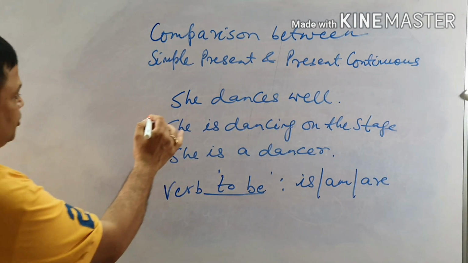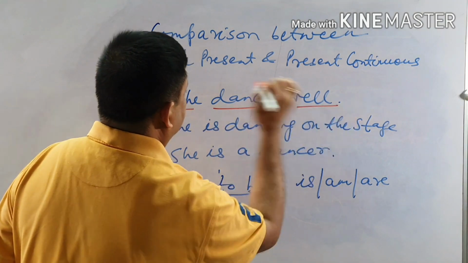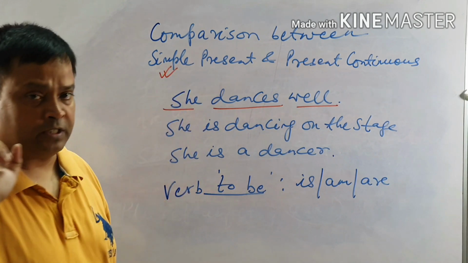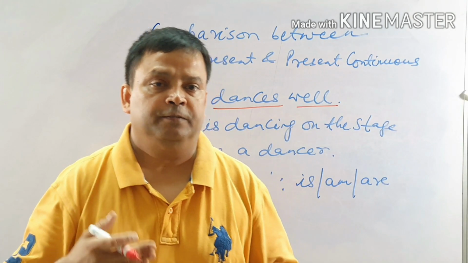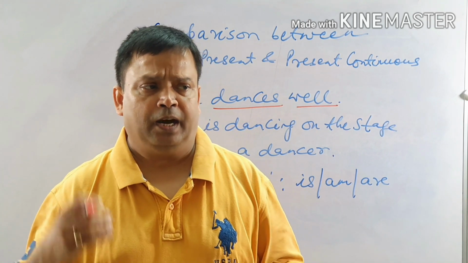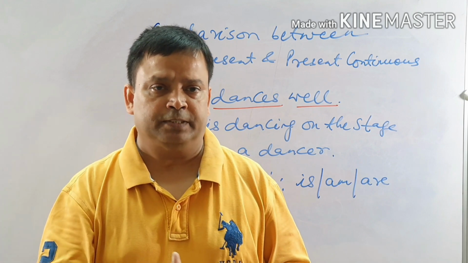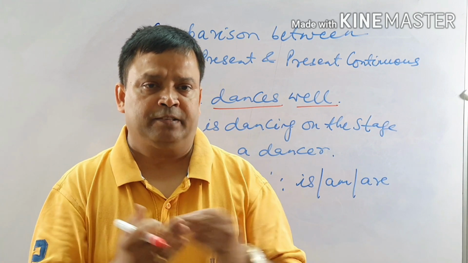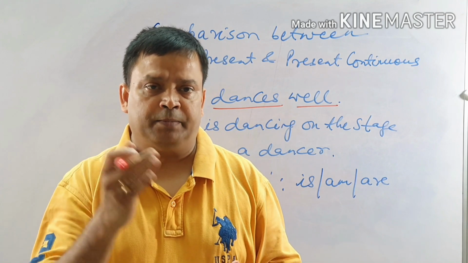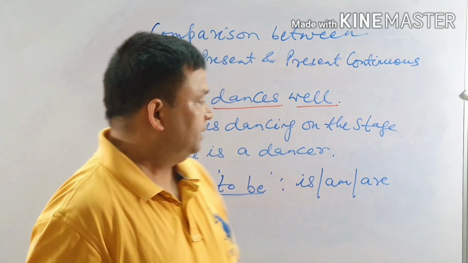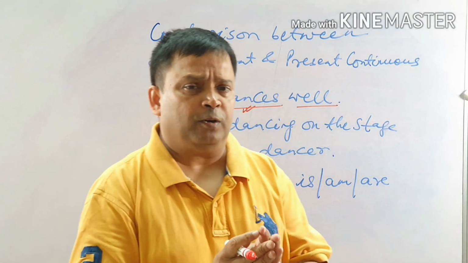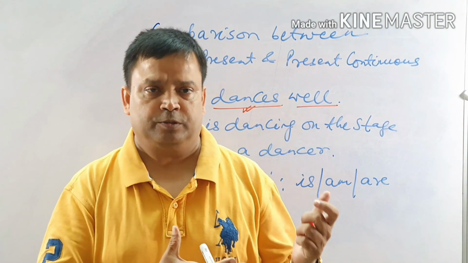For example, she dances well. Now this sentence is of simple present tense. We use simple present tense in the case of our habits, the things that we do in our day-to-day life. For example, I go for a morning walk, I go to school every day, I go to the market, I play cricket in the morning. These are all related to our daily activities, so they come under simple present tense. For example, she dances well. That means dancing is a part of her activity, part of her habitual truth.